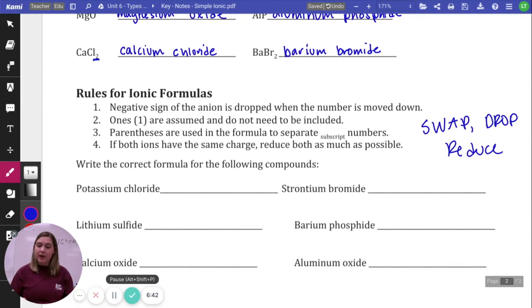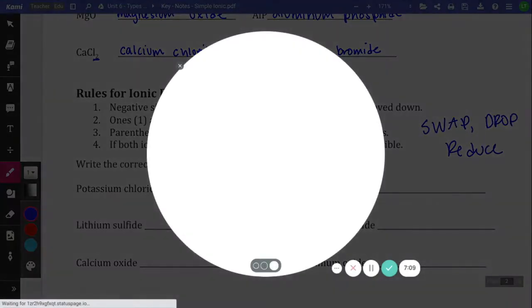The negative sign of the anion is dropped down when the number is moved down. Ones are assumed and don't need to be included. Parentheses are used to separate subscript numbers when you need them. And then if both have the same charge, we will reduce them as much as possible. To be able to do this, you need to be able to know what the charge is from the periodic table.